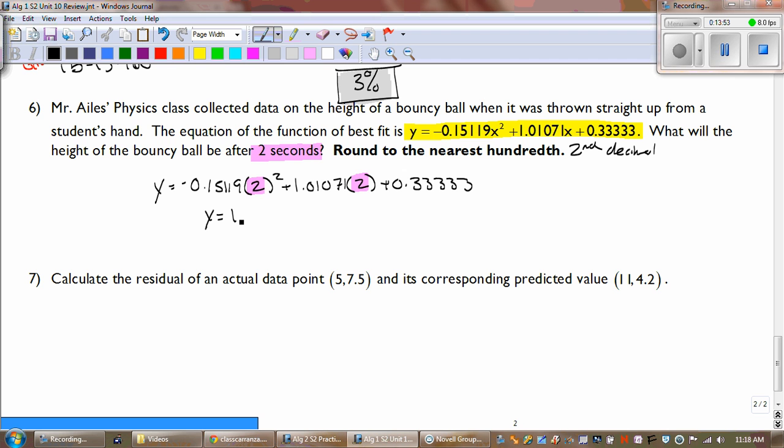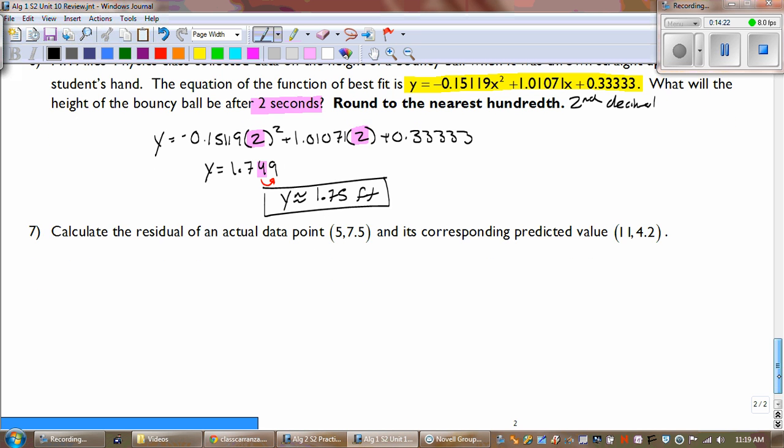Okay, and you should get 1.749. Now, we need to round to the second decimal, so I look at the 9 because the 9 is going to tell me what to do with the 4, and it tells me that I need to round up. 5 or more, raise the score. So that means that the bouncy ball is going to be 1.75 feet.